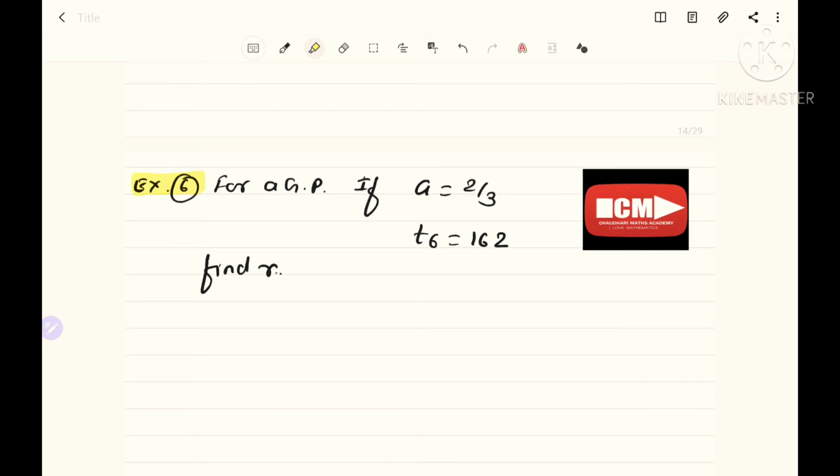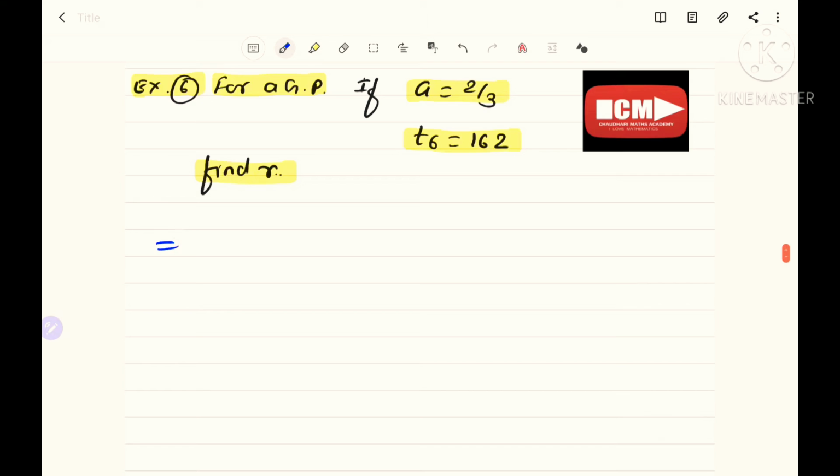Example number 6. Once again, the given sequence is in geometric progression. The A value is given equal to 2 by 3. The sixth term is given equal to 162. And what you have to find out here is the value of R. So let's start with this next problem.